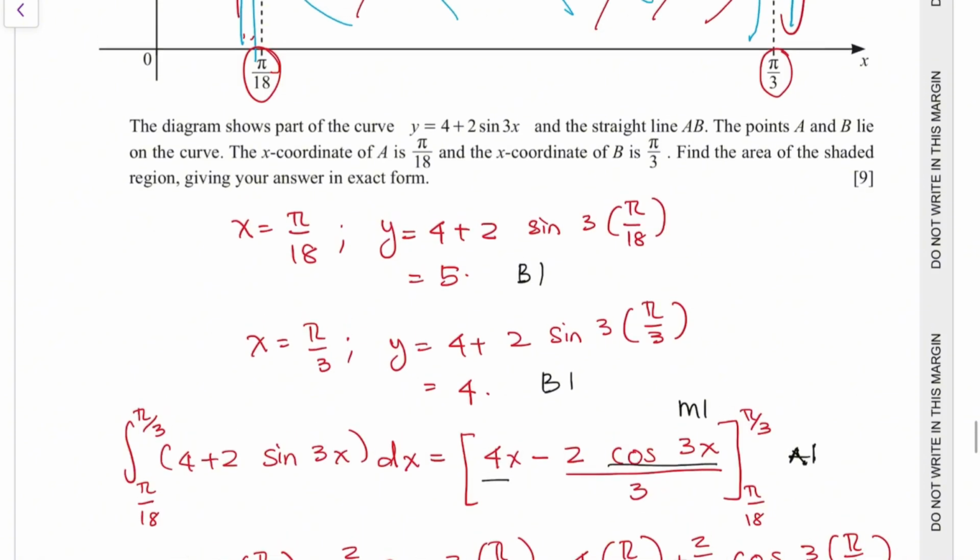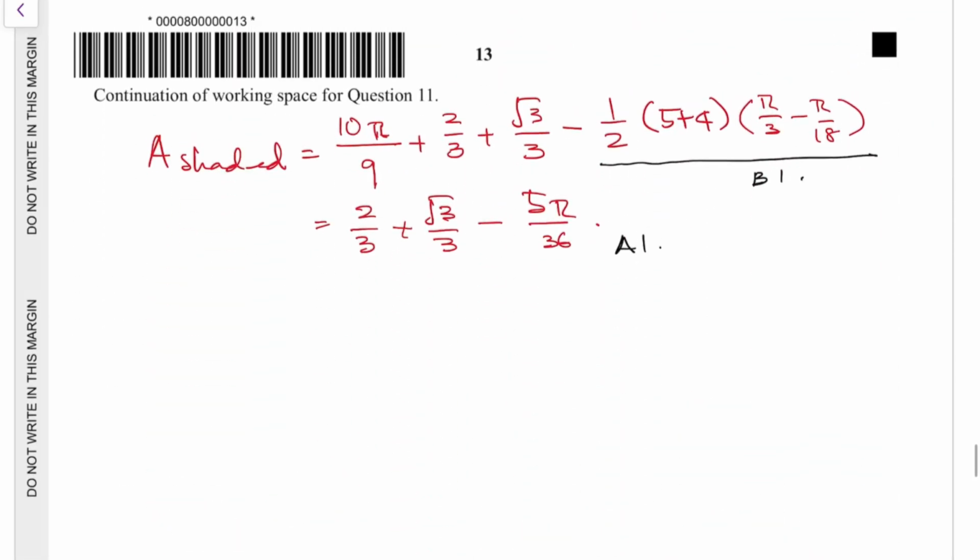Remember that the question is asking you to give it in exact form. So do not convert it into decimal, even though your number is not that nice.